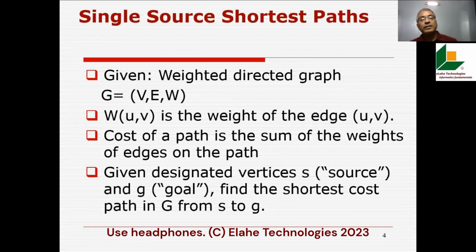So given this weighted directed graph and this weight function defined as we have said just now, the cost of a path is the sum of the weights of edges on the path. And given designated vertices S, which is the source, and g, which is the goal, we want to find the shortest cost path in the graph G from S to small g, the goal node. So this is the basic statement of the single source problem. And here we are assuming that we have a single destination node g.